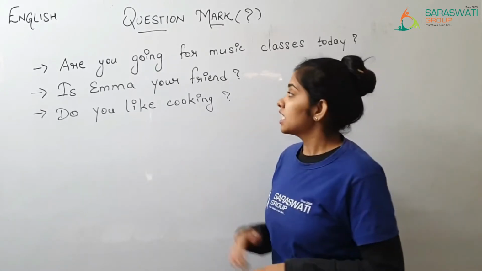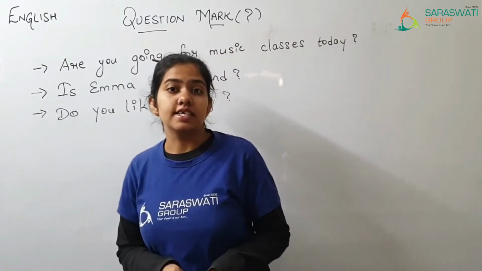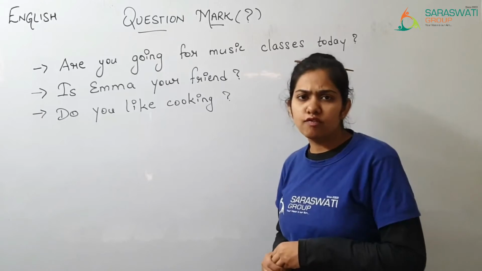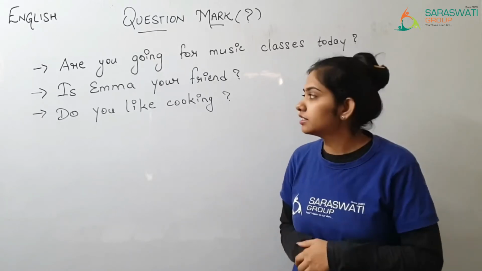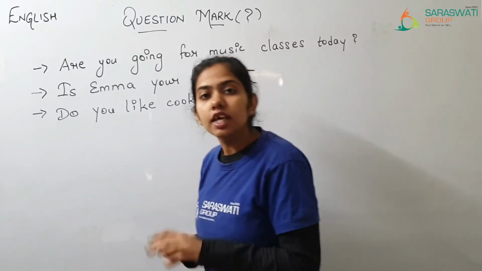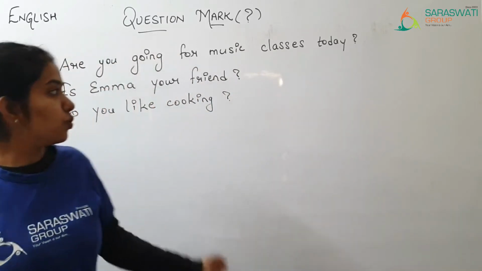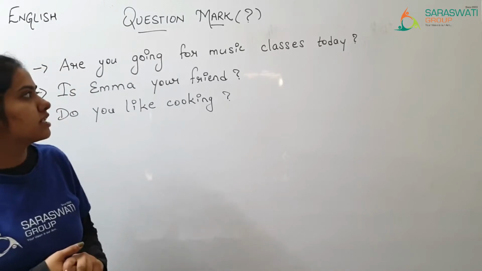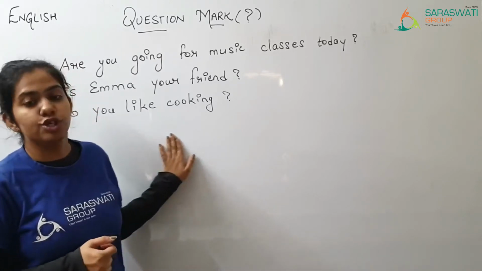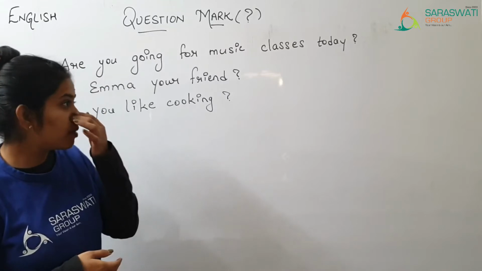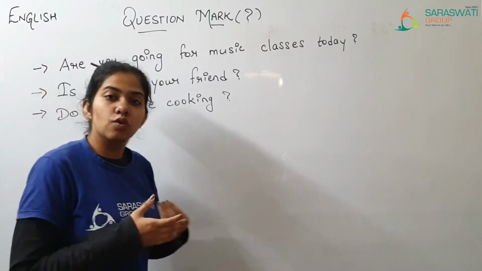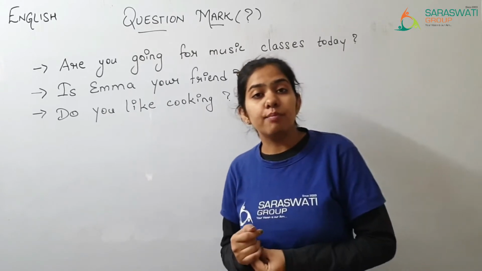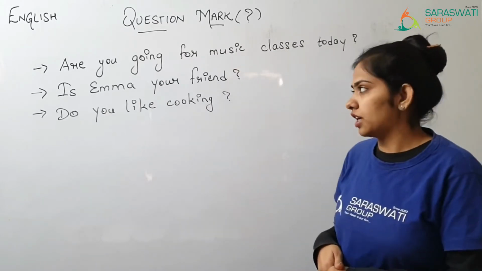Then comes, is Emma your friend? क्या एमा आपकी फ्रेंड है? हमने क्वेश्चन मार्क रखा है. Then, do you like cooking? क्या तुम्हें कुकिंग पसंद है? So we have put a question mark. So ऐसे सेंटेंस जहाँ क्वेश्चन के एंड में क्वेश्चन मार्क आ जाते और बीच में कोई दूसरा सेंटेंस फॉर्म नहीं होता है, so it is not forming a different sentence. यहाँ पे कोई दूसरा सेंटेंस फॉर्म नहीं होता है.